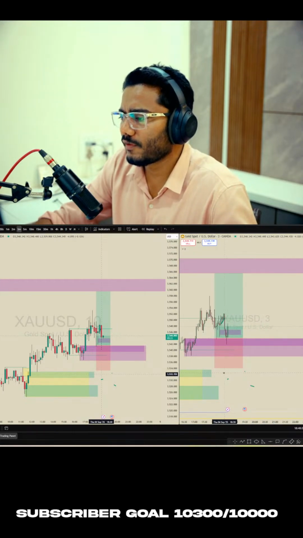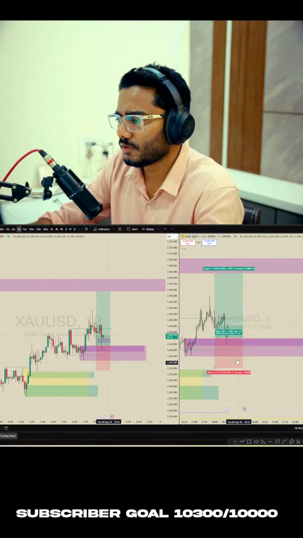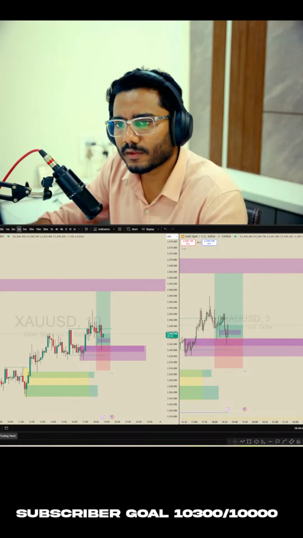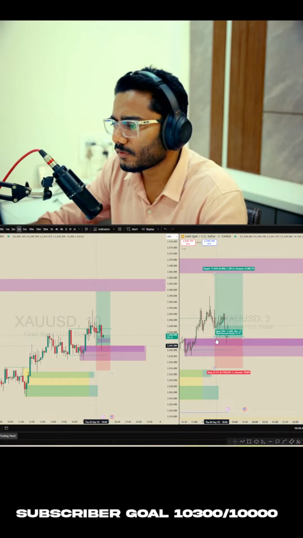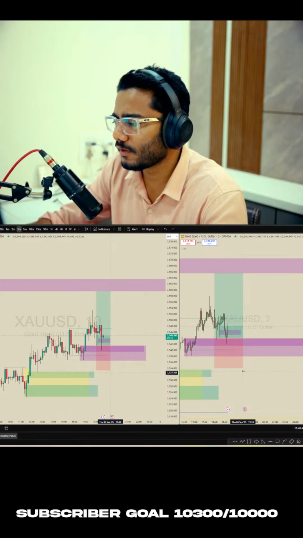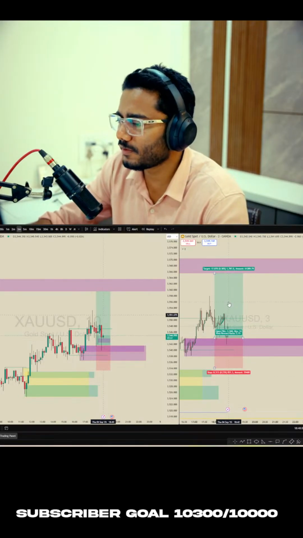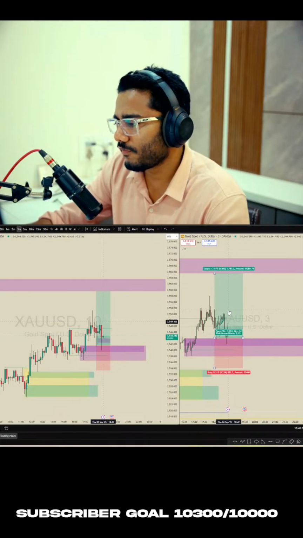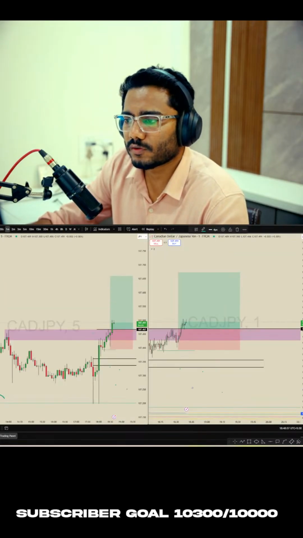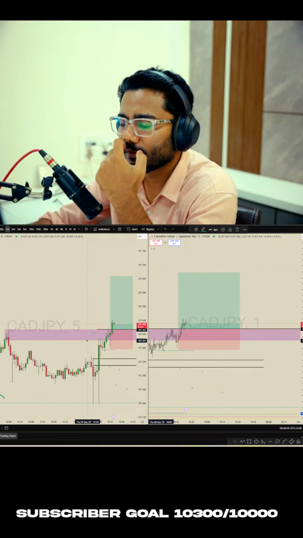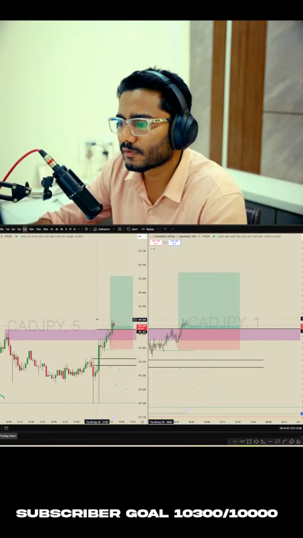So this is a live example here. Price created trend line liquidity and then it swept this trend line liquidity. So that's the reason we want price to create imbalances and it should not fill the imbalances. If price fills the imbalance, then our winning ratio decreases, like the winning probability decreases.